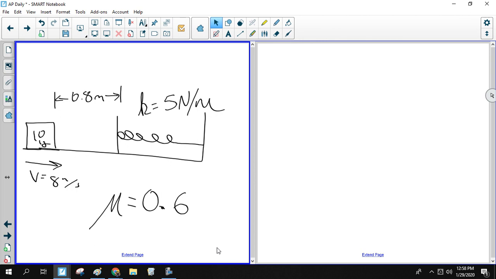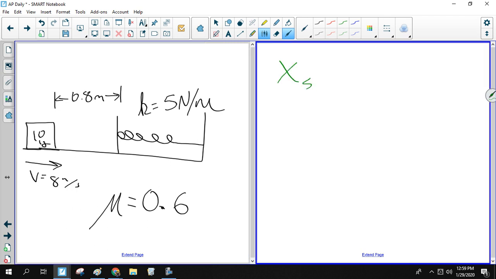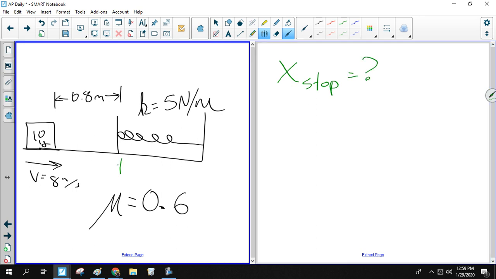All right, so again, the question is, well, eventually, it may or may not. I guess it depends on if the force of the spring is bigger than the friction. But we're just going up until it stops. And I want to know, how far does the spring get squished before it stops? So x stop equals question mark. How far does the spring get squashed before the block stops? All right, I'll give you a minute to work.